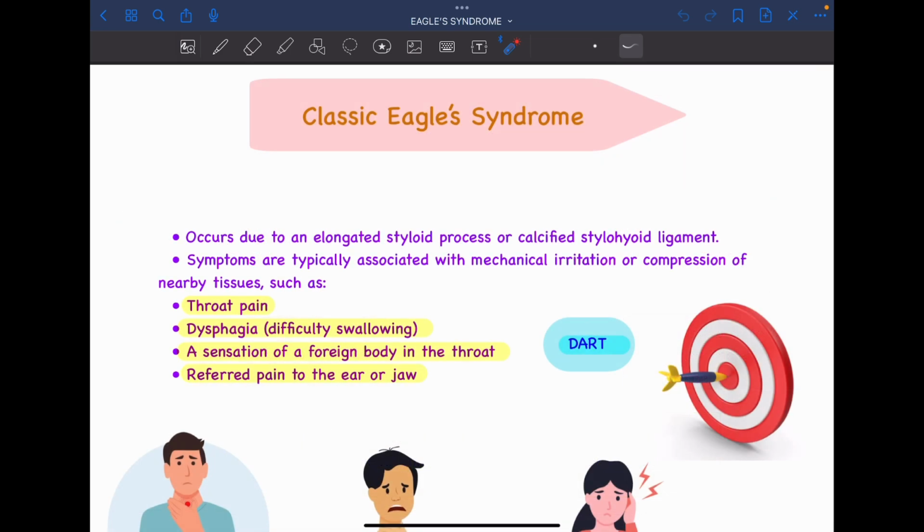So in the upcoming slides in the clinical features, we will be discussing classical Eagle syndrome as well as the stylocarotid syndrome in detail.